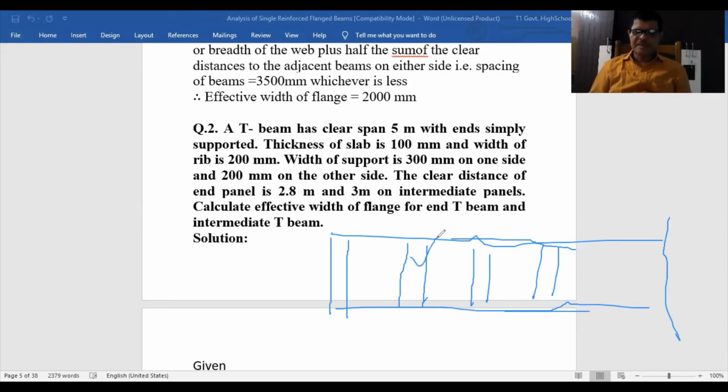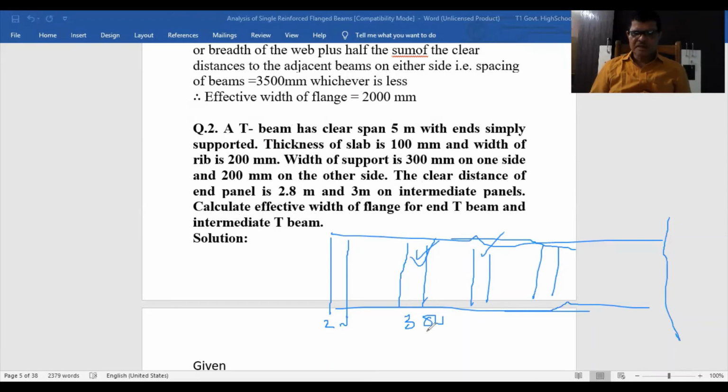Now this beam, this end T beam means all the intermediate beams are T beams, but this is called the end T beam and this is the intermediate. So what he has given here is that the support is different. You see the clear span is 5 meter, thickness of slab is 100, width of rib is 200, width of support 300 on one side, 200 on the other side. So if this is the 300 side, this is the 200 other side. The clear distance of end panel is 2.8.